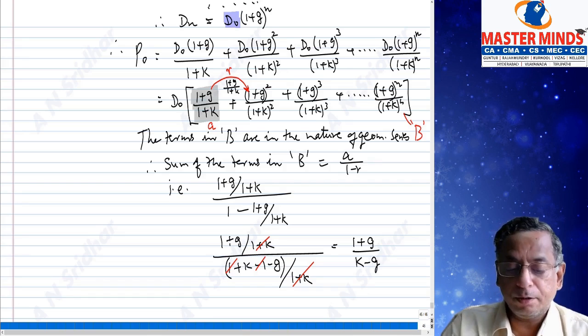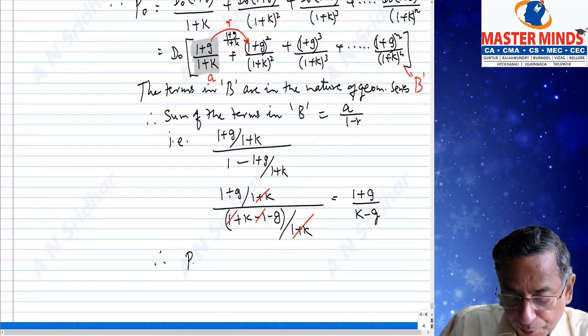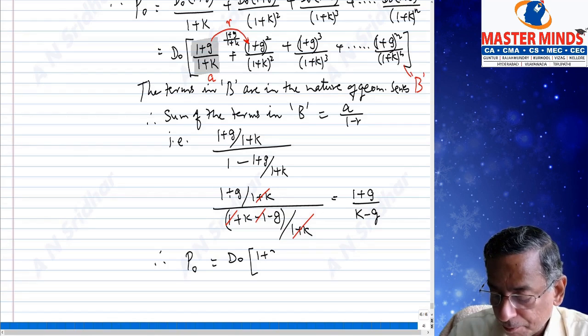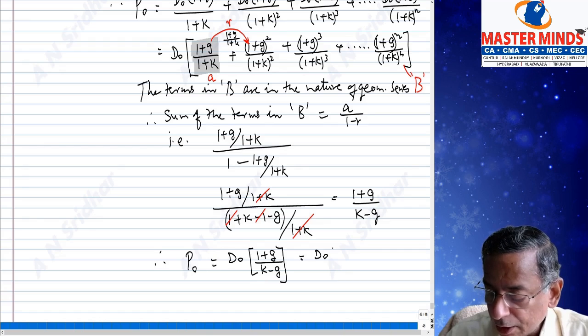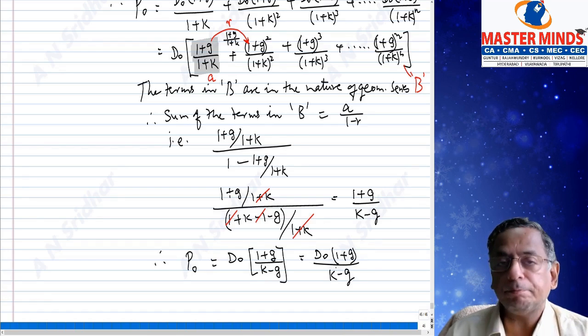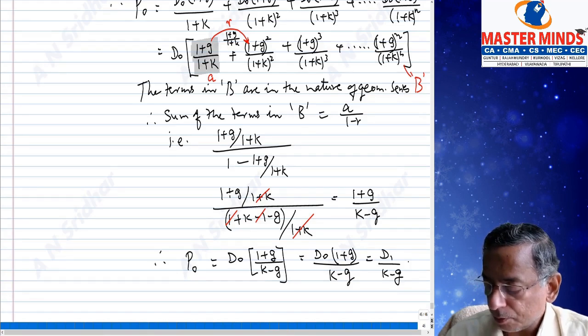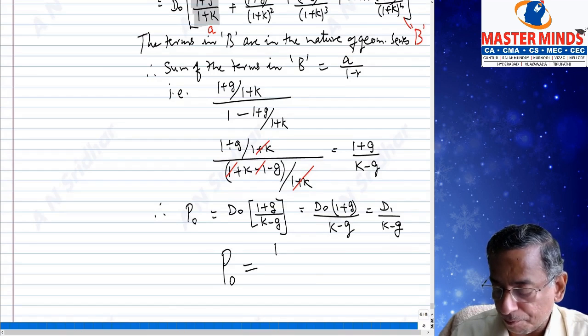Now let us put it in the P0 formula. Therefore P0 is equal to d0 into 1 plus g upon k minus g, and d0 into 1 plus g is d1. So P0 is equal to d1 upon k minus g. So we have the second most important formula.